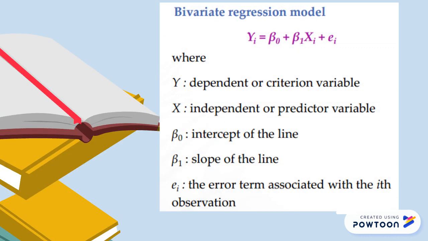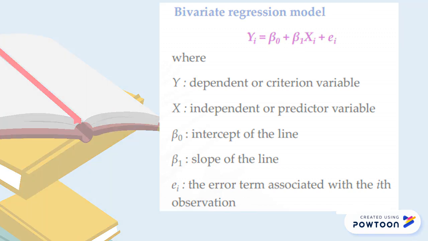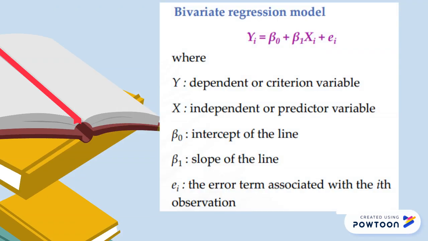In the following, I will mention some statistics associated with bivariate regression analysis. So firstly, this is the bivariate regression model. The basic regression equation is like in the picture, where Y is the dependent variable, X is the independent variable, delta is the intercept of the line, beta 1 is the slope, and E is the error term.